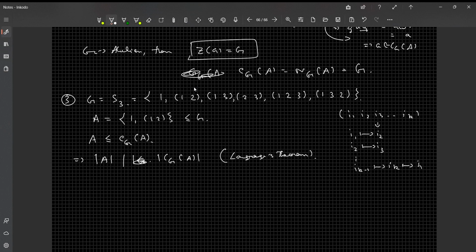Now what is the order of A? The order of A is 2, right? And what is the possible order of the centralizer of A? It can be either 2 or it can be 6, right? Because 2 divides it. So that implies the order of the centralizer can be equal to 2 or 6, right? Clear? But if it is 6, then the centralizer must be equal to the whole group S3, right?